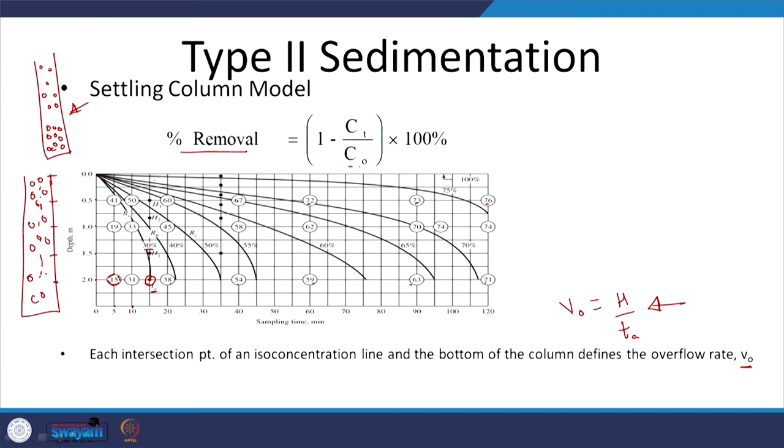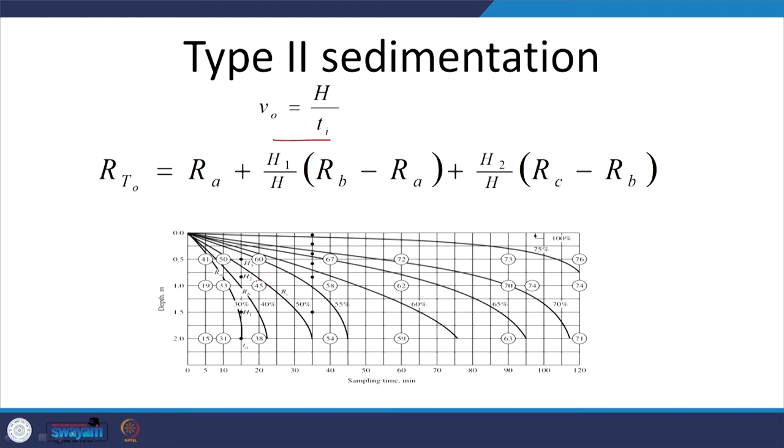Overflow rate is given, and how do I get the removal? That is going to be RA. RA is already 30% for this particular case. Total removal at that particular TA is equal to RA, 30%, plus H1 by H times the next removal. H1 is nothing but the midpoint between these two points of intersection. H2 is the midpoint between this point and this point. You have this line out here at TA, and the midpoint between these two isoconcentration lines will give you H2 and H3. RB is in this case the second one. If that is 30, maybe this is around 40%, and RC is 50% and so on and so forth. So you will be able to get that.